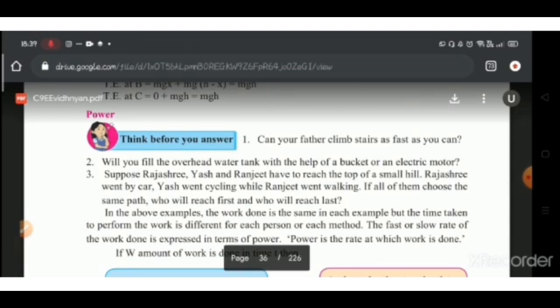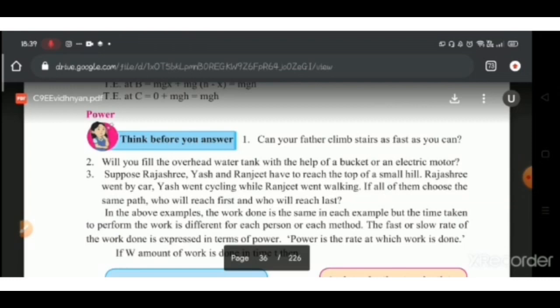The first situation is, can your father climb stairs as fast as you can? Second, will you fill the overhead water tank with the help of a bucket or an electric motor? The third one, suppose Rajashri, Yash and Ranjit have to reach the top of a small hill. Rajashri went by car, Yash went by cycling, while Ranjit went by walking. If all of them choose the same path, who will reach first and who will reach last?